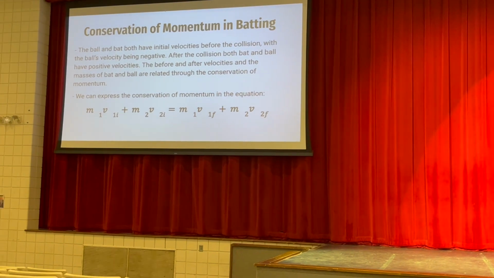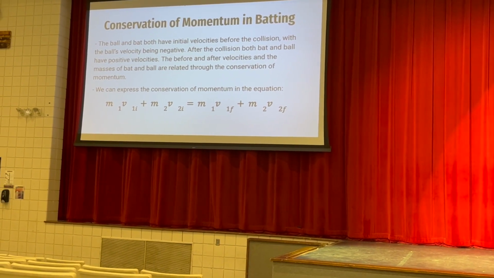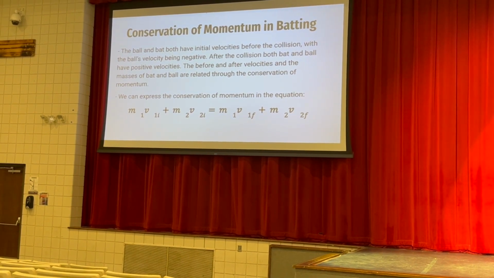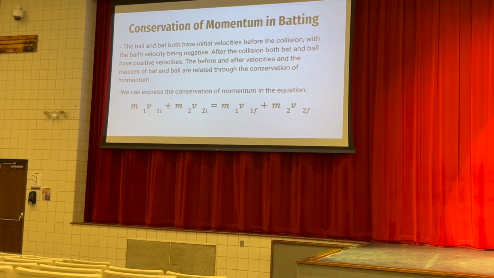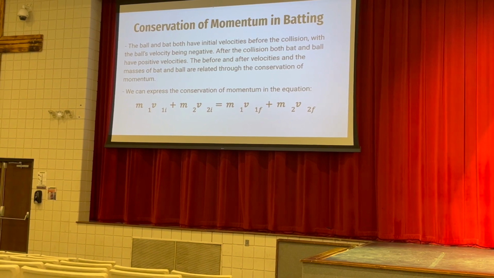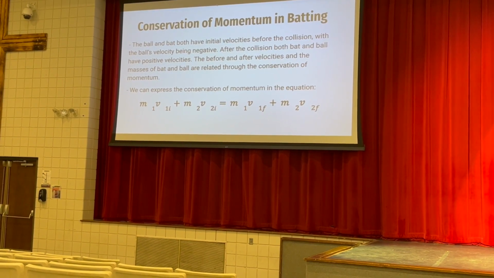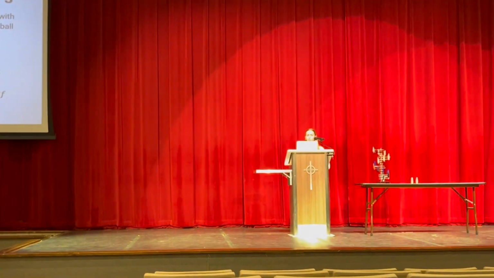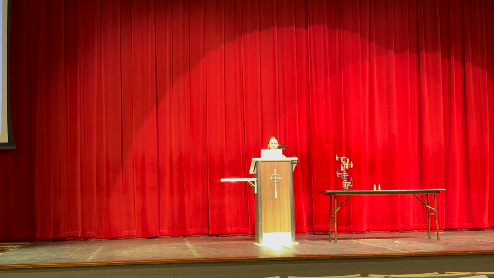Next. So conservation of momentum is another big thing in batting. So the ball and bat both have initial velocities before the collision, and the ball's velocity is negative because it's going a different direction than the bat. But then after the collision, both bat and ball have positive velocities, and those velocities are related through the conservation of momentum, which can be expressed in this equation, which I'm not going to read out because it's really long, and that'd be kind of annoying, but you can see it.